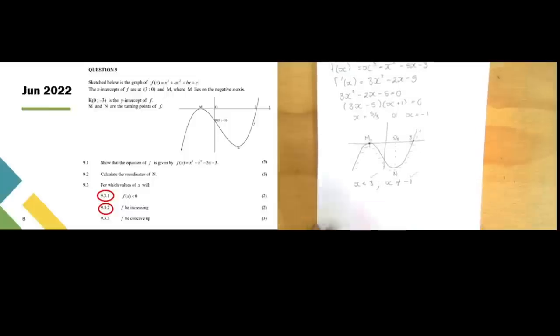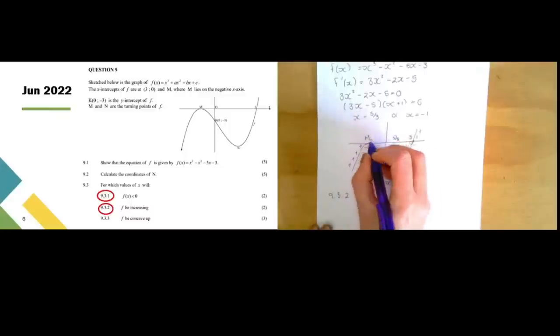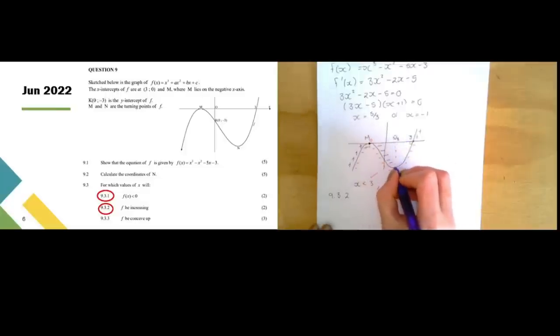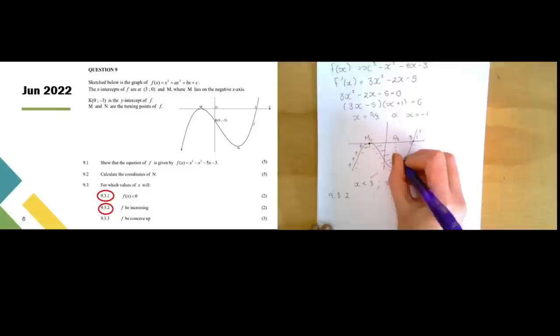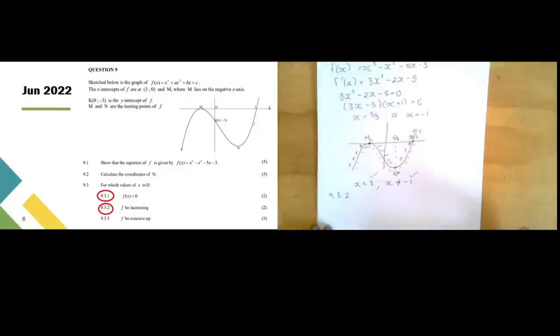Question 9.3.2. They're asking us, for what values of x will f be increasing? So where will my graph be increasing? Now I've got to go look. When they're talking about increasing, they're talking about the gradient. So let's look at our gradient. We start on the left. My gradient is positive until my turning point, then my gradient is 0. Here my gradient is negative all the way till my turning point where my gradient is 0, and then my gradient is positive again.